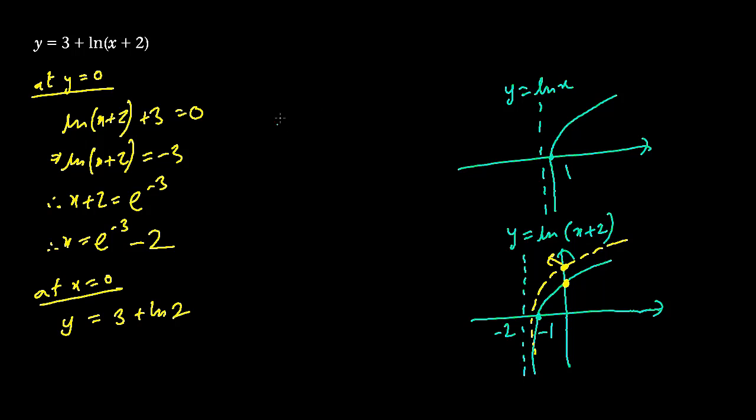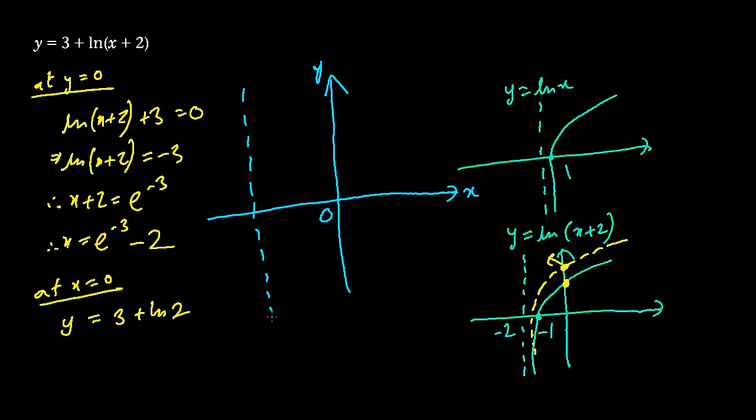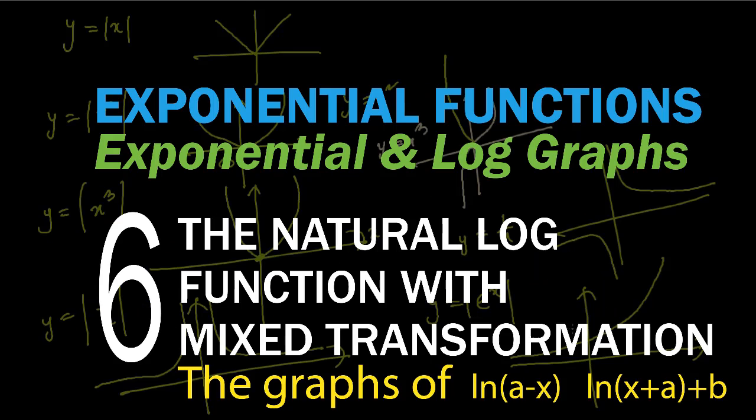So we can sketch this. Remember, the final transformation of ln something plus 3 is a vertical shift. So the asymptote is going to be the same. So the asymptote is going to be minus 2. And this is going to be the shape. So it cuts the x-axis at the point e to the power minus 3 minus 2. And it cuts the y-axis at the point 3 plus ln 2. That's it.